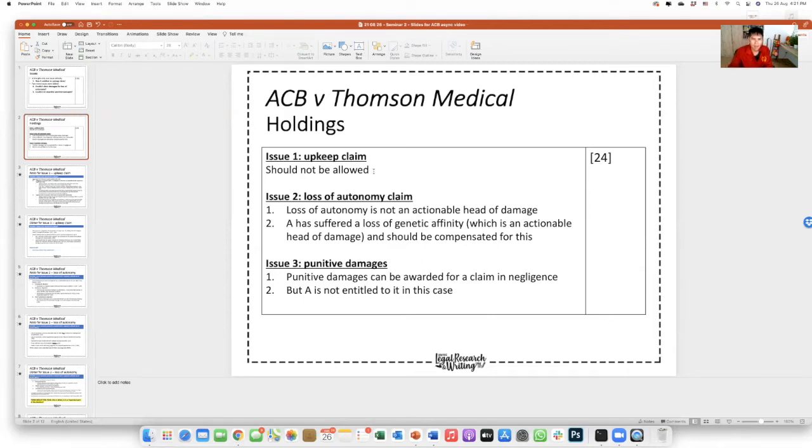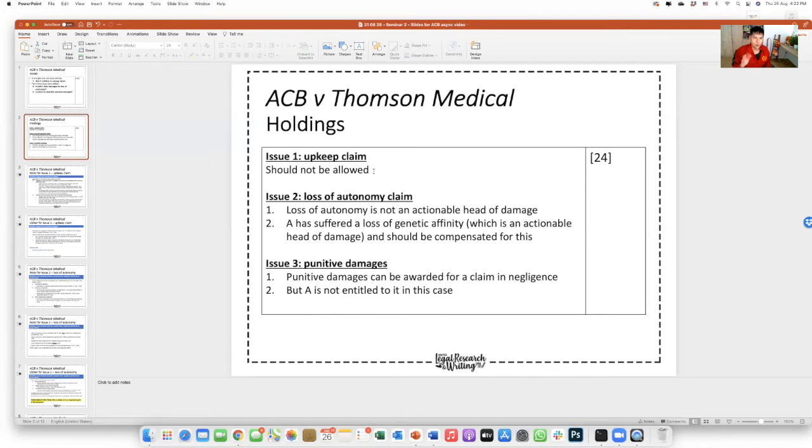Okay, if you want to put it more specifically, I think there are 2 levels to the holding for issue 2. The first level essentially says, look, no loss of autonomy as a claim in and of itself. Okay, in other words, loss of autonomy is not an actionable head of damage. Now, the second, so to speak, tier or level to the holding for issue 2 is that the court actually said, look, okay, notwithstanding the fact that I'm not going to give you loss of autonomy as a claim, I am going to allow a claim in what we call a loss of genetic affinity, right?